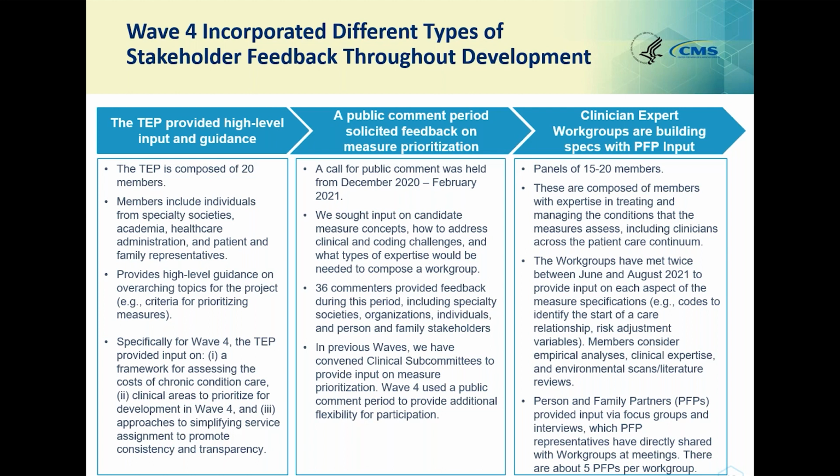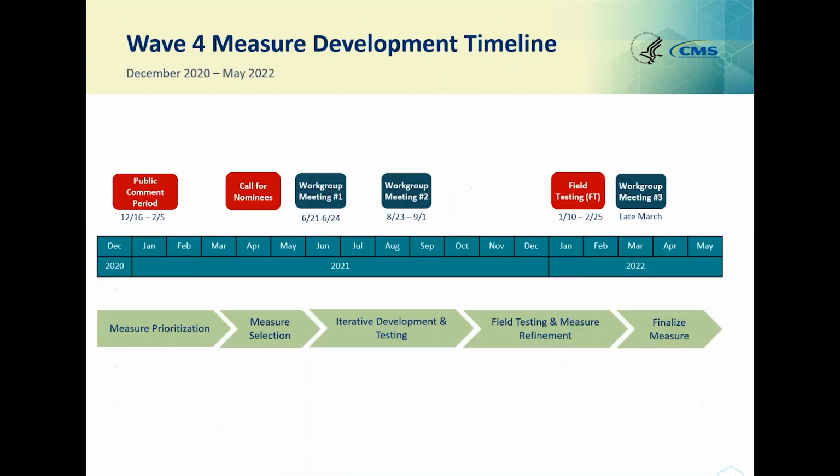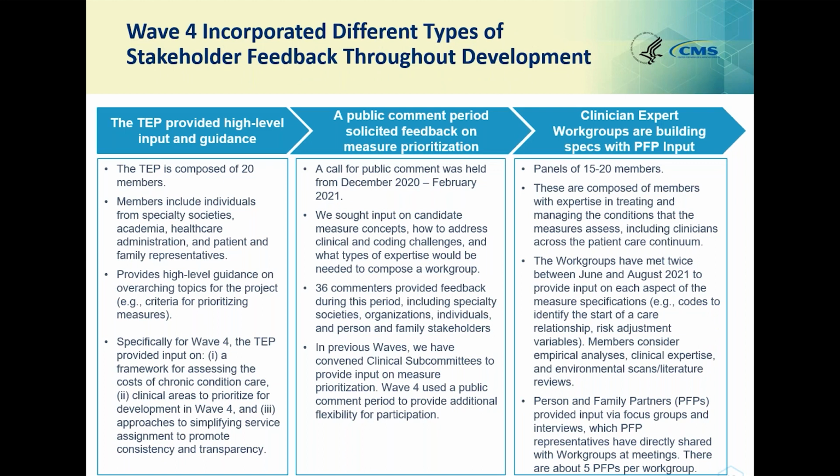In tandem, we sought input from person and family partners, or PFPs, that is, individuals with lived experience relevant to each measure. PFPs shared their feedback through focus groups and interviews, with 1 or 2 PFPs also joining work group meetings to discuss the PFPs' findings on aspects of the measures, like their care team and ways that they believe their care experience could have been improved. Next slide, please.